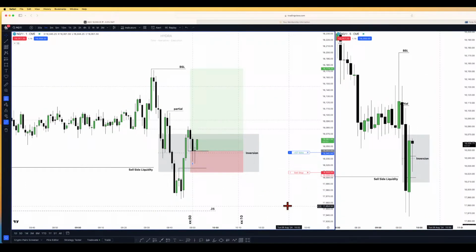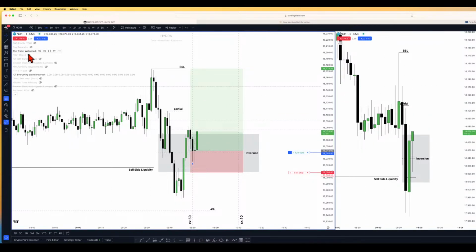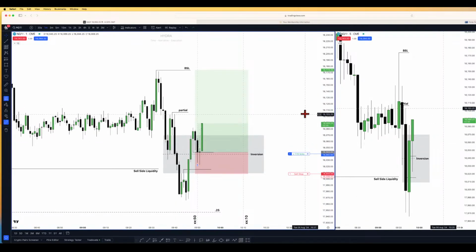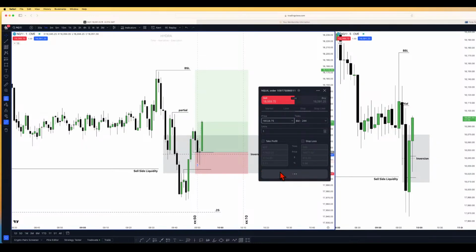Respecting the fair value gap, right? Secure some partial at 18106. Secure partial, trail stop. Once we see the closure, you're gonna trail the stop. 200 ticks, already 50 points secured.